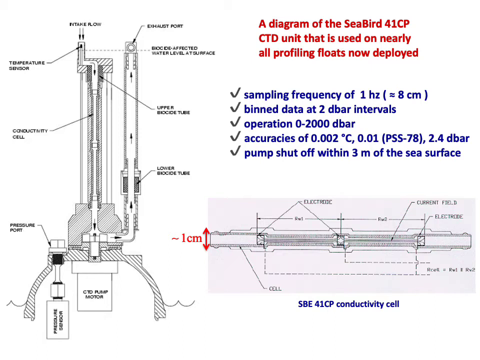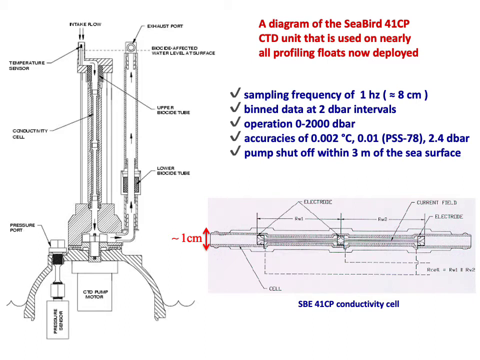The CTD can operate from 0 to 2,000 decibars. Accuracies here are about 2 millidegrees in temperature. We hope for 0.01 in practical salinity units and 2.4 decibars in pressure. The CTD pump motor that you see is shut off within 3 meters of the sea surface. So basically the CTD stops collecting data at about 3 meters. And that's to keep surface dirt and biology and film and scum and all kinds of other things out of the unit, because it will clog the conductivity cell.